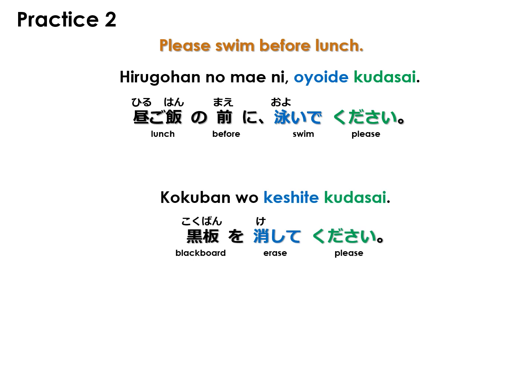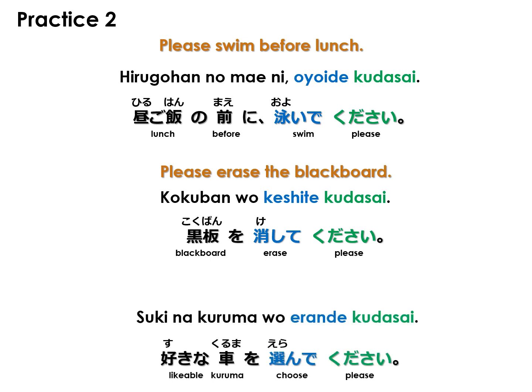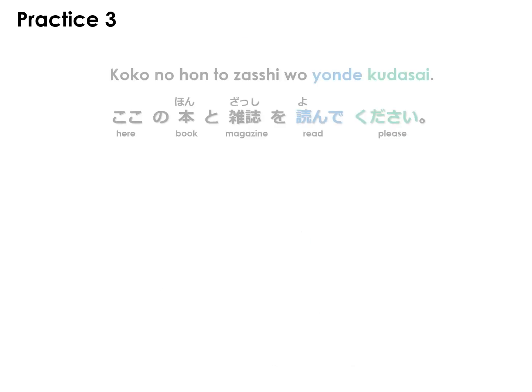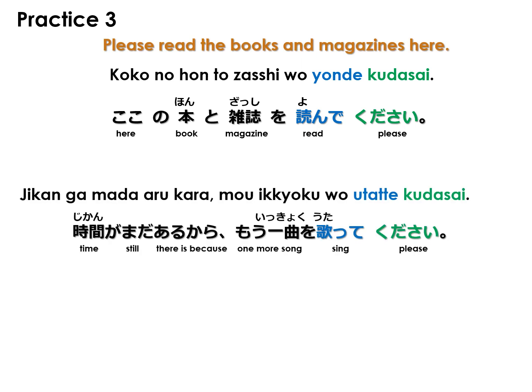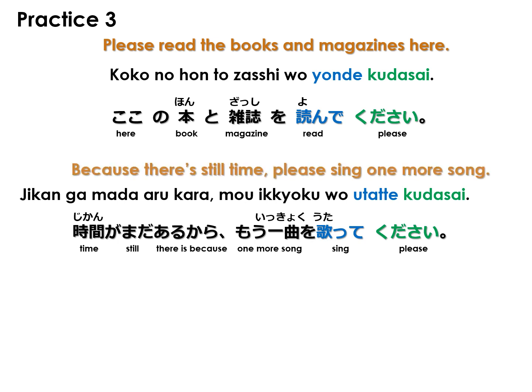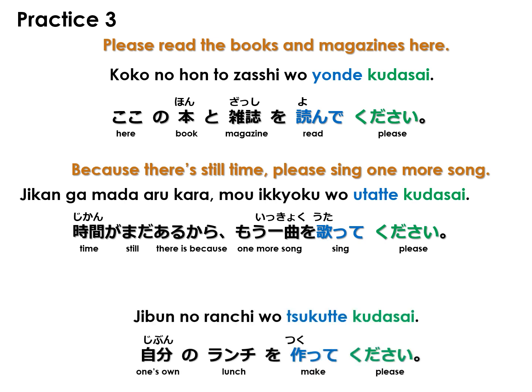黒板を消してください。Please erase the blackboard. 好きな車を選んでください。Please choose the car that you like. ここの本と雑誌を読んでください。Please read the books and magazines here. 時間がまだあるからもう一曲を歌ってください。Because there's still time, please sing one more song. 自分のランチを作ってください。Please make your own lunch.